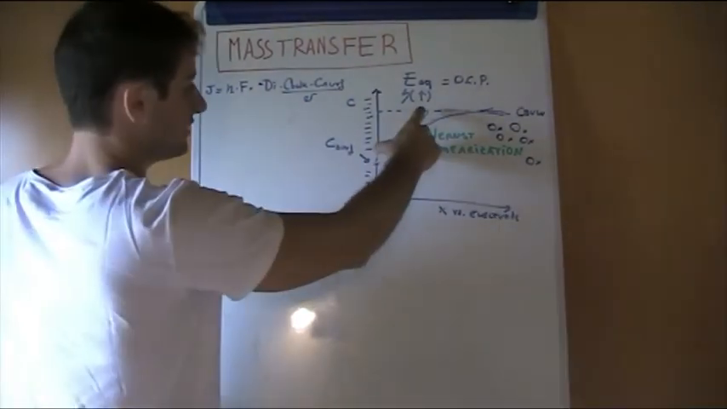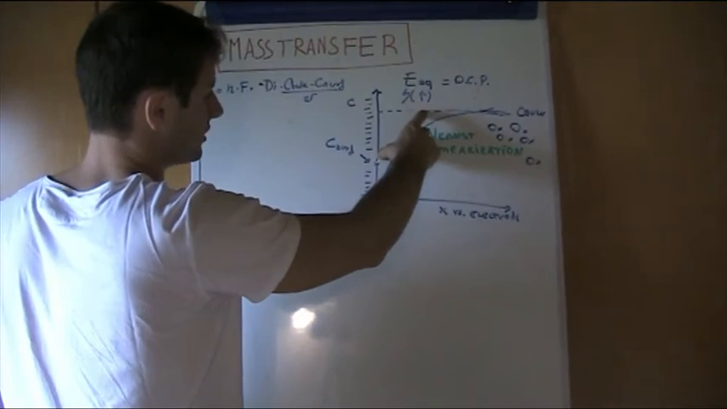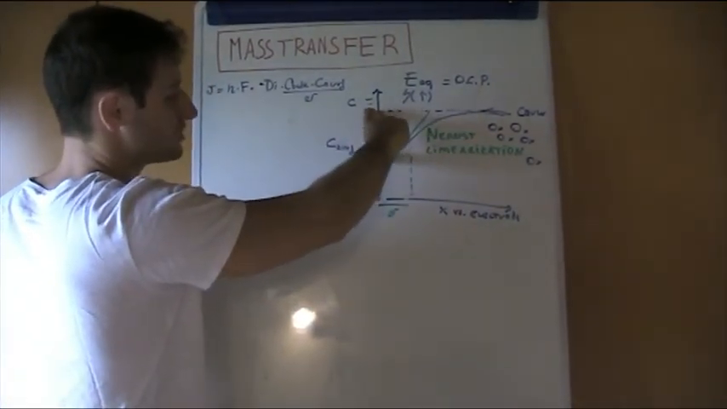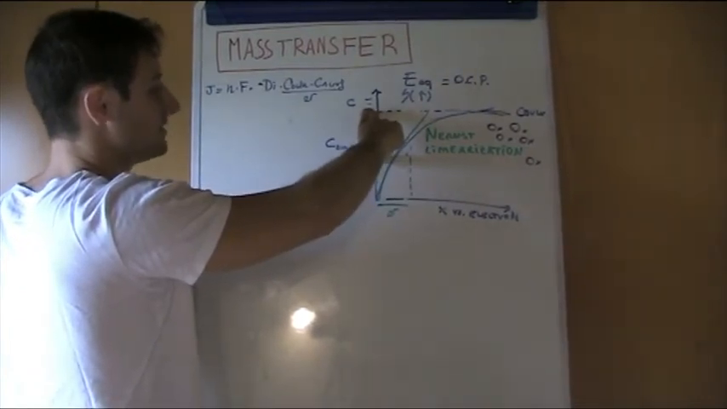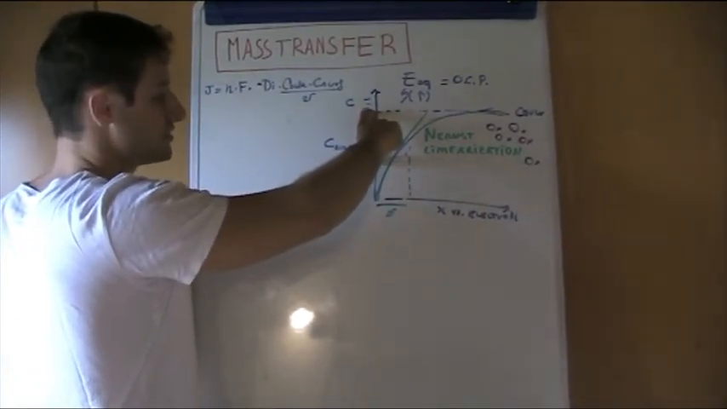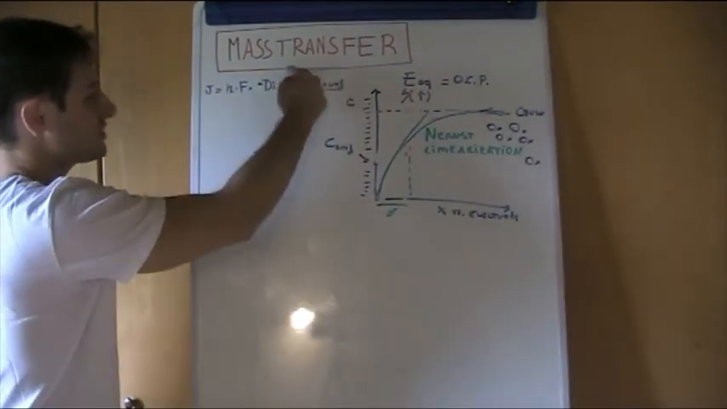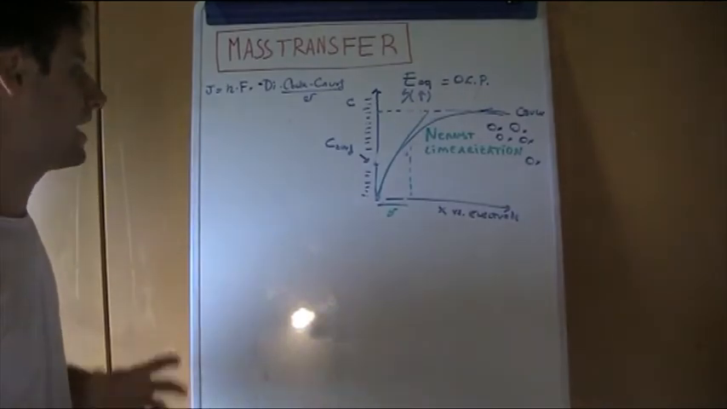Because previously the concentration gradient was this one, but now, since the process is going very fast, the polarization is huge, we have basically this difference, and so this concentration gradient is maximum. And what does it mean?